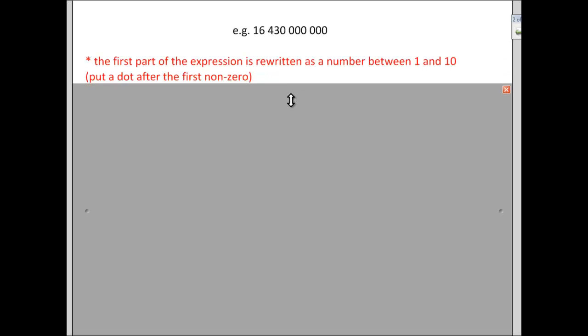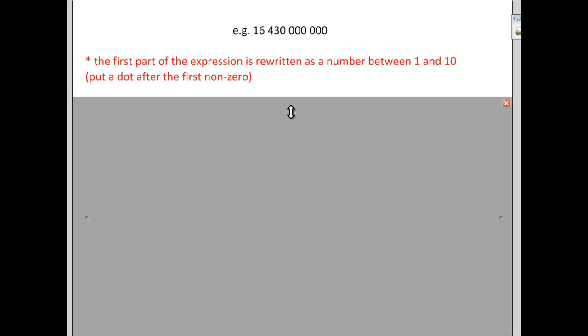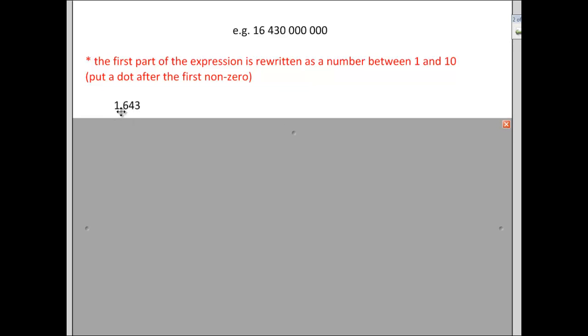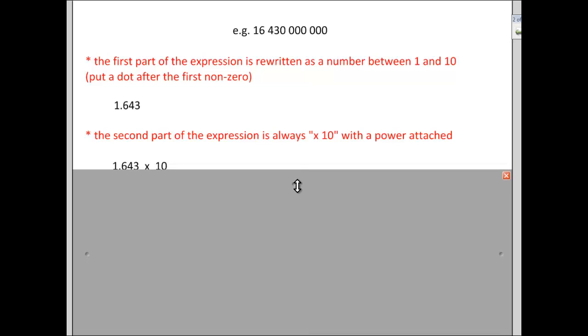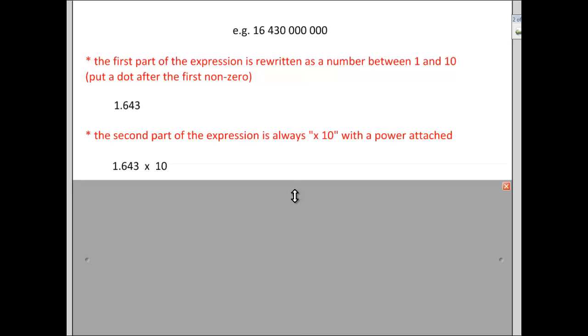So we've got a number written here, a really big number, 16,430,000,000. The first part of the expression is written as a number between 1 and 10. So basically what this means is we go right to the beginning of the number and we put a decimal point after the first non-zero digit, so between the 1 and the 6. Okay, and then we just write the rest of the number on, so 1.643. The next part of the expression will always be times 10, and then we raise that 10 to a power, so 1.643 times 10.